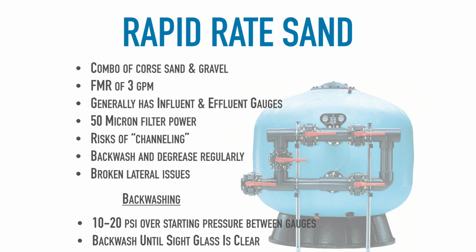Now, if we look here, we'll see that this filter only has a 50 micron filter power. So make sure that you are using C-Clear PRS on your rapid rate sand filters in order to keep your swimmers as safe and healthy as possible. Since these are sand, you still have the same risks of channeling. They still need to backwash and degrease regularly, and you need to be watching out for those broken laterals all the way through. Remember, backwash until the sight glass is clear, and you're good to go.